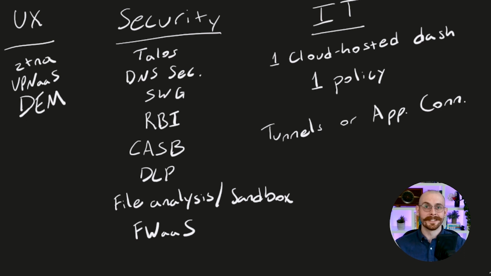In summary, Cisco Secure Access is Cisco's Security Services Edge solution. Secure Access focuses on securing internet and private application access within a single cloud-hosted dashboard with a single intent-based policy in order to optimize user experience, enhance security, and improve the IT team's operational experience. And that wraps up this overview of Cisco Secure Access.